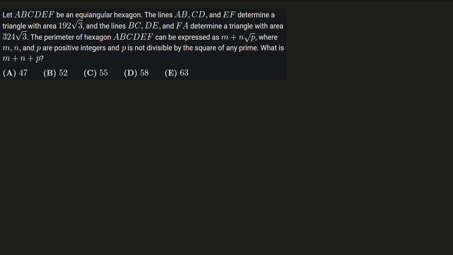The perimeter of hexagon ABCDEF can be expressed in this format: m plus n times square root p, where m, n, and p are positive integers and p is not divisible by the square of any prime. What is m plus n plus p? This geometry problem is actually very standard. It normally depends on how you draw this diagram.